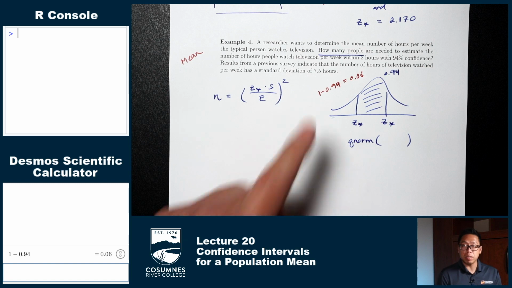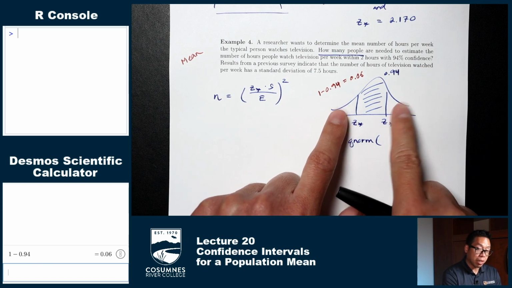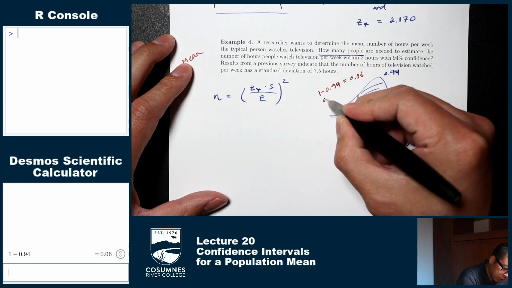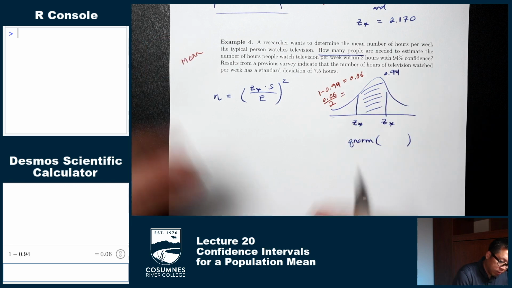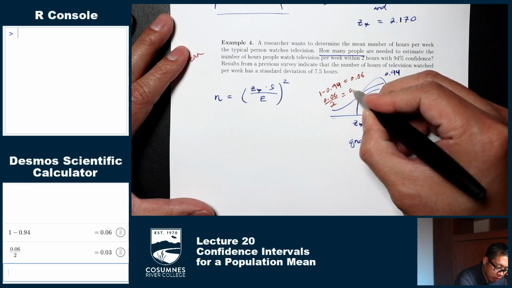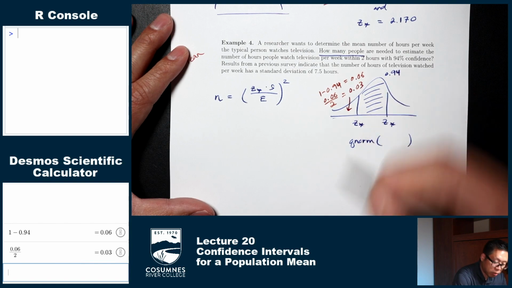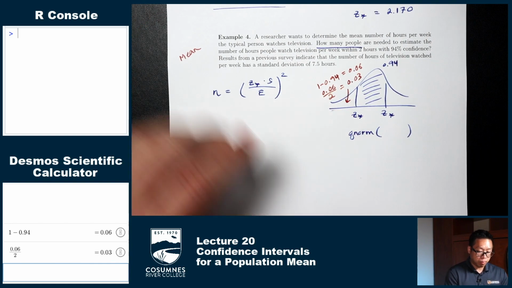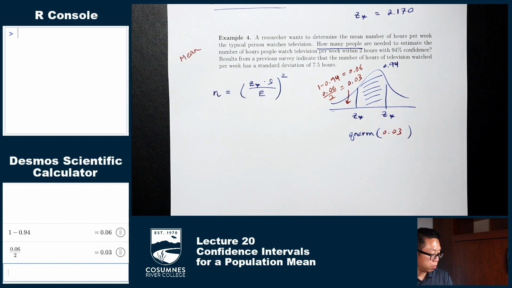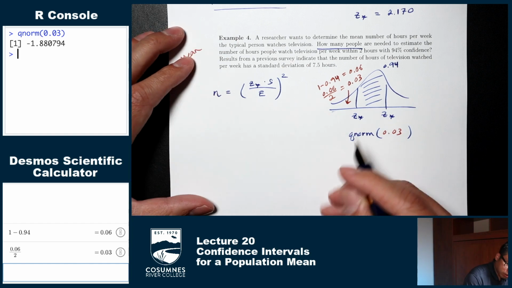Whenever I do 1 minus, that should give me the unshaded part, which is the left and the right together. I just want the left, so divide by 2. 0.06 divided by 2 is 0.03. That's the left unshaded part, which is what I'm gonna plug into qnorm. So in R, we're gonna do qnorm 0.03. This should give me the z stars.